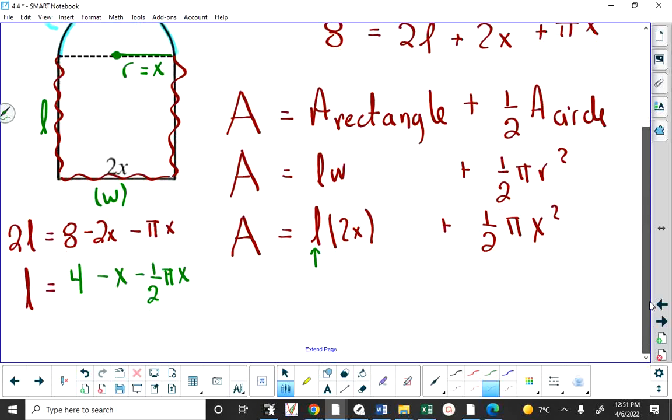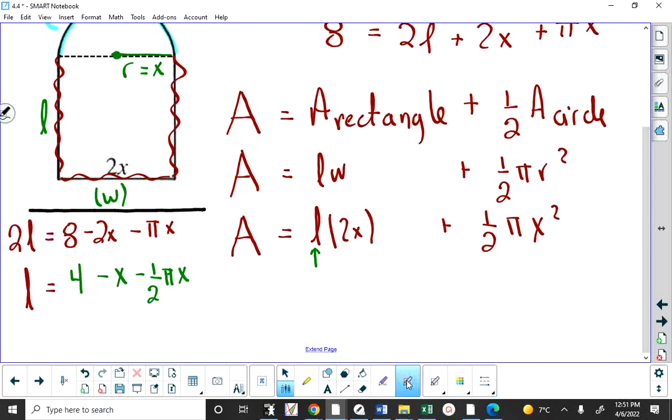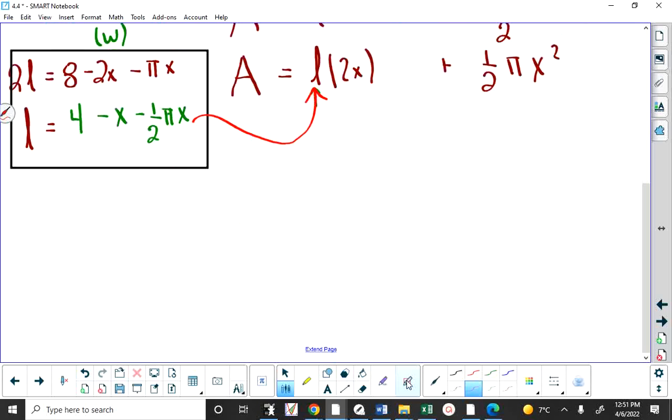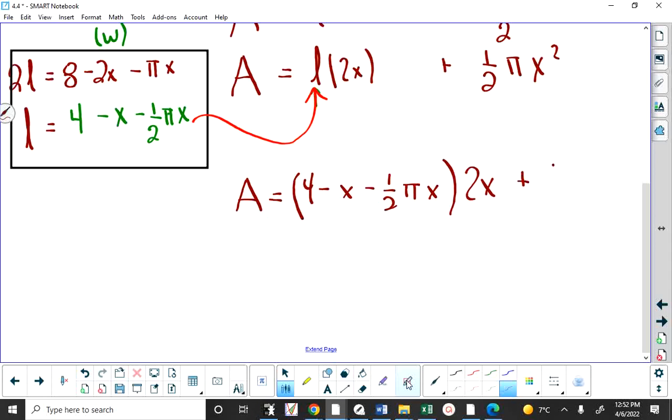Okay. So now what I'm going to do is take that result for L and put it right here. Giving me A equals L, which is 4 minus x minus 1 half pi x, times 2x plus 1 half pi x squared. Double check my work. I think that looks okay.